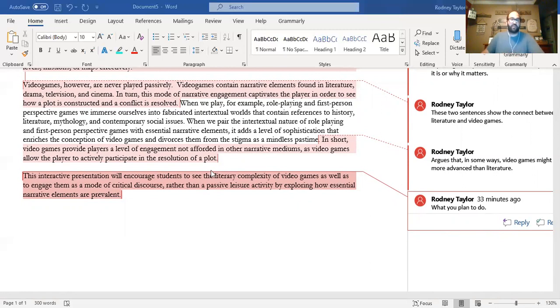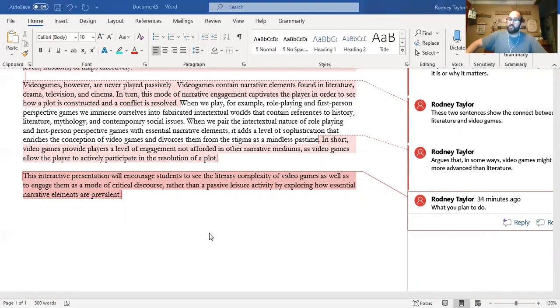I say in short that video games provide players a level of engagement not afforded in other narrative mediums, as video games allow the player to actively participate in the resolution of the plot. So here I'm starting to get to my thesis, because I'm saying they're more sophisticated than we give them credit for. A plot's being resolved, but rather than just reading the book like a rail shooter game, if we play games like the Elder Scrolls and a lot of RPGs, a lot of times we have an impact on the ending of the game, which is significant. And a lot of times in books, other than Choose Your Own Adventure, you don't get that. So then I say explicitly in the last paragraph what I'm going to do.